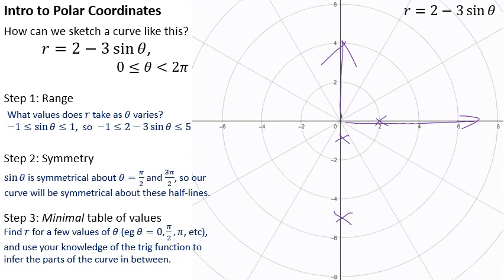If r equals 0, we could say 2 minus 3 sine theta is 0, therefore 3 sine theta is 2 and sine theta is 2/3. So whenever sine theta is 2/3, we're going to cross through the origin. And that happens twice. That's where we get this lovely loop-de-loop.